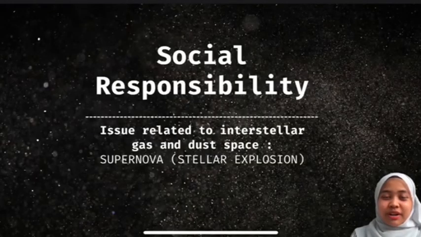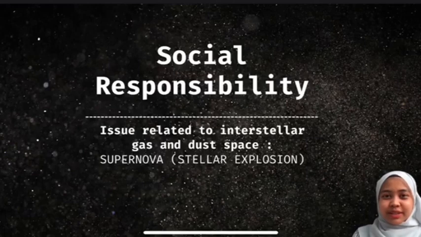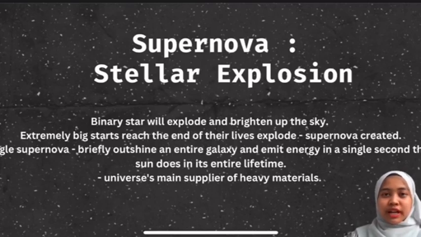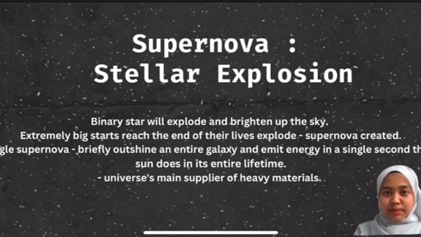Hello, so now I will present about issues related to interstellar gas and dust in space. Let's get started. First of all, a supernova is a stellar explosion. In easy terms, a supernova happens when a binary star explodes and brightens up the sky. In deeper terms, a supernova occurs when certain extremely big stars reach the end of their lives and explode.